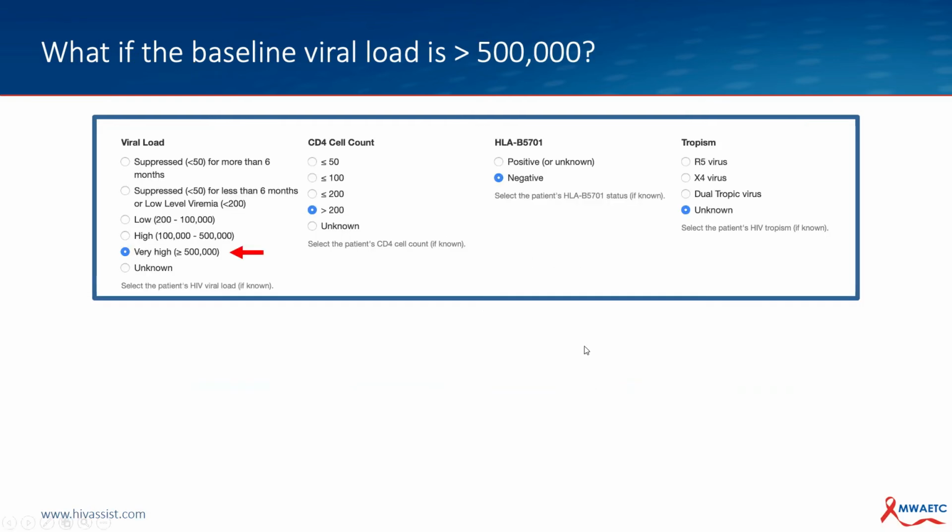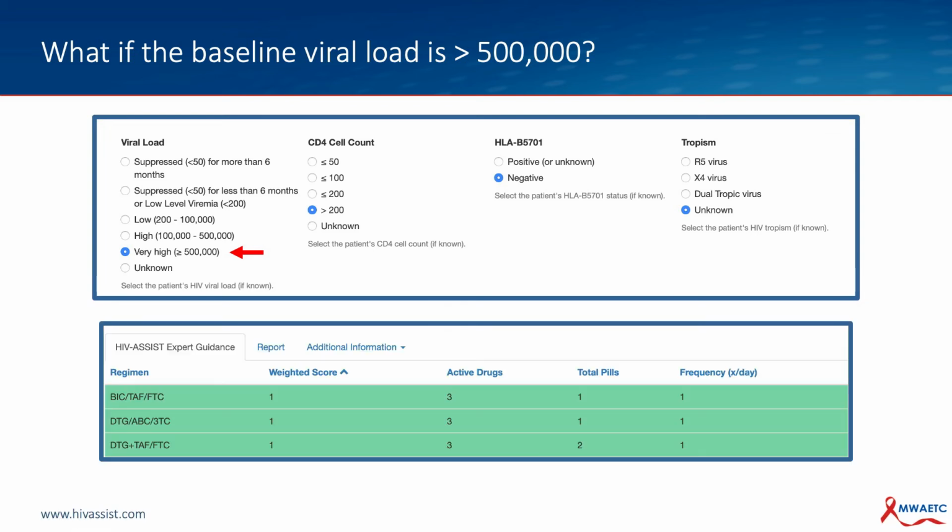Then what if the patient had a baseline viral load greater than 500,000? You click that here for viral load, and then it will remove dolutegravir and 3TC from this recommendation. As a reminder, the DHHS guidelines say to not use it in individuals who had a viral load greater than 500,000 because that was not part of the main trials that helped get that FDA approved, or at least had a very low number of individuals in that viral load range.